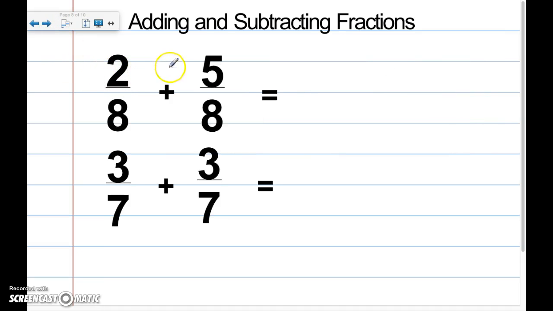So let's look right here. 2/8 and 5/8. Well, my denominator is going to stay the same, and I'm just going to add 5 plus 2, 5, 6, 7. That's going to be 7. My denominator here is going to be 7. I'm going to add my numerator, which is 3 plus 3. Whoops, got to change that.